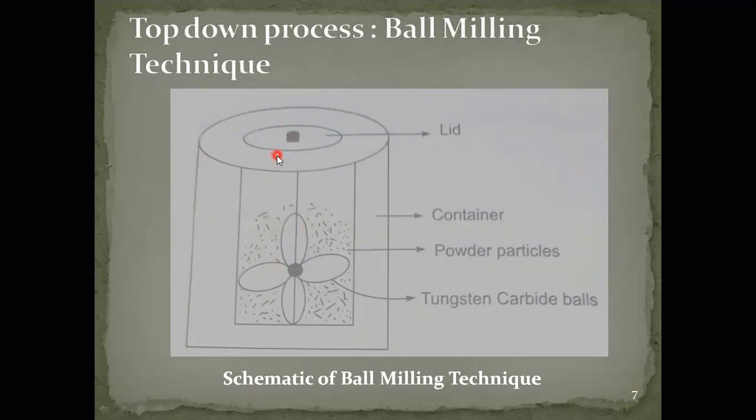Assume that the lid is open and the balls are still rotating. The different contaminants present in the air are capable of going inside and contaminating the nanoparticles. For example, you are taking some nanoparticle of X. When you open the lid, you are taking the bulk material, and due to the crushing by the silicon carbide balls or the tungsten balls at high rotation, the X material is transformed into nanoparticles.